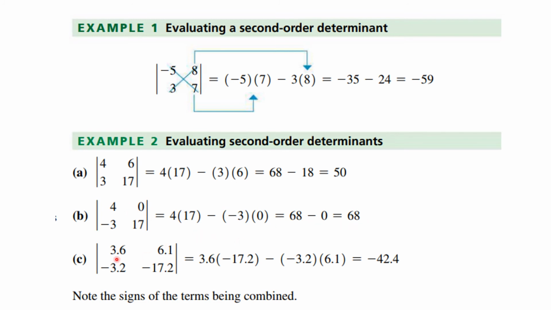And down here you're going to have 3.6 times minus 17.2, and it's going to be minus, and notice here's the minus from the formula for determinants, but here's a minus because the 3.2 was minus 3.2 times 6.1. Now here a minus times a minus is going to be a plus, so the net here is going to be minus 42.4.